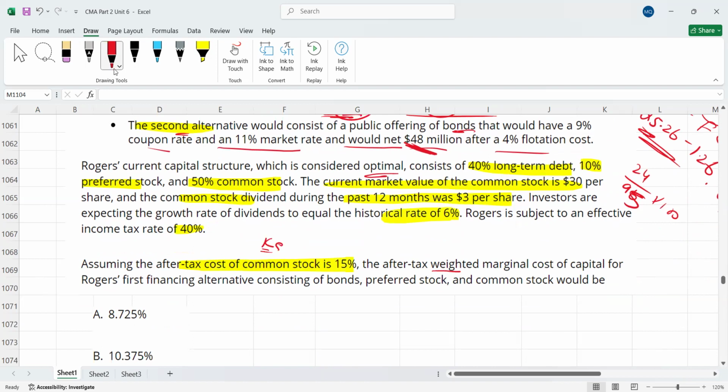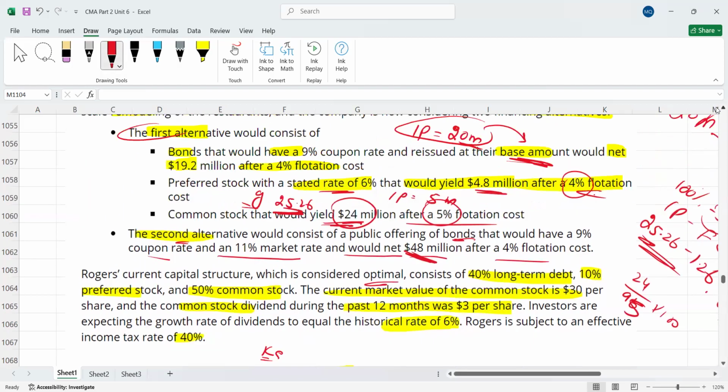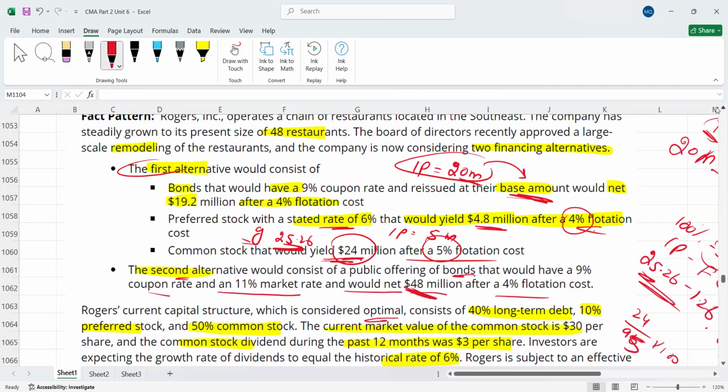After-tax weighted average marginal cost of capital for Rogers' first financing alternative, consisting of bonds, preferred stock, and common stock. Actually, the question is they're asking, can you tell us what is the weighted average cost of capital under the first alternative option? Okay, this is the first alternative option, this data, only this data. Okay, so you have to calculate the cost of capital. And by the way, one thing please note, cost of equity is given to you.